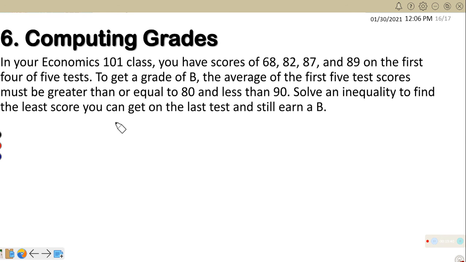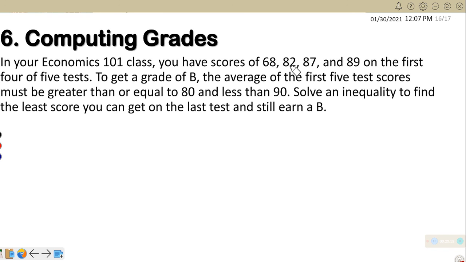So the question says, in your Economics 101 class, you have scores of 68, 82, 87, and 89 on the first 4 tests. To get a grade of B, the average of the 5 test scores must be greater than or equal to 80 and strictly less than 90. Solve an inequality to find the least score you can get on the last test and still earn a B. So this is what we are going to do.